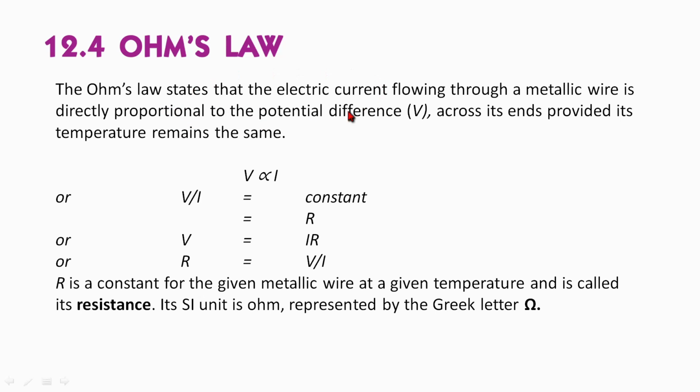When the electric current is increasing, there will be more potential difference across the metallic wire, across its ends, provided its temperature remains the same. The temperature is a factor which changes the resistance of a wire. So we saw that current is directly proportional to the potential difference across the wire, and the ratio of potential difference and current always remains a constant.